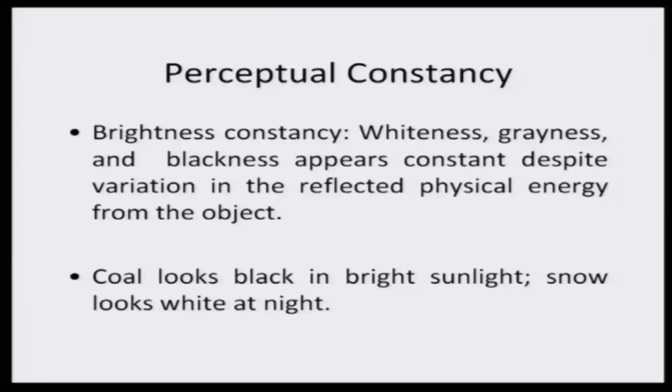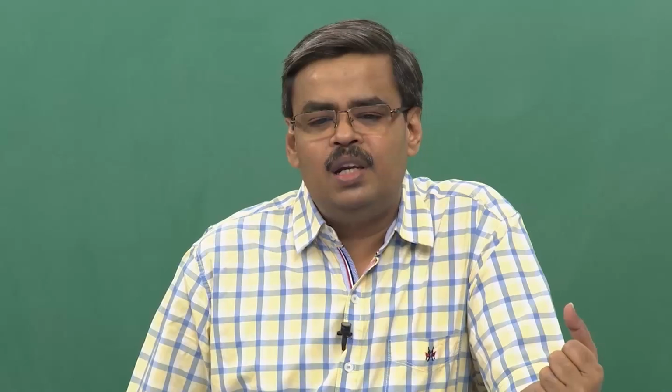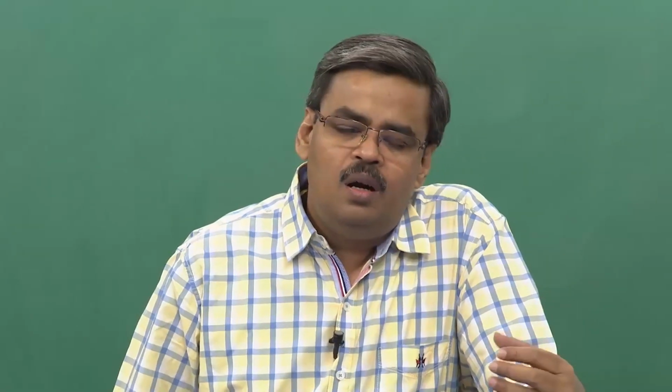We now come to brightness constancy. Whiteness, grayness and blackness appear constant despite variation in the reflected physical energy from the object. This is an interesting truth of the world. Therefore, when you look at coal, which is black, in a bright sun it looks more black compared to when the light is dim, and similarly if you look at snow in the night hours, it looks much more white compared to daylight condition.